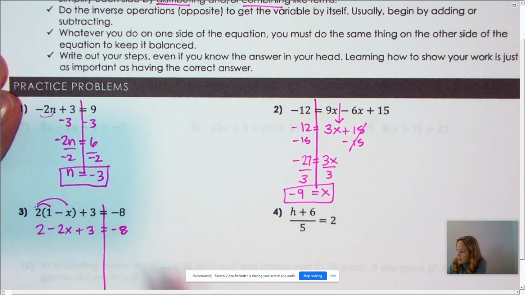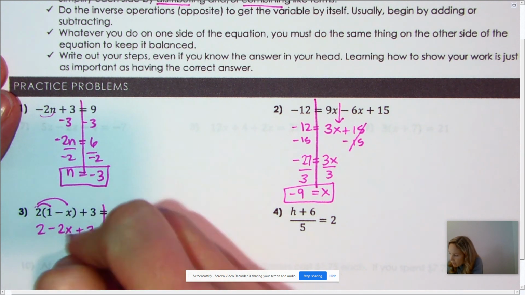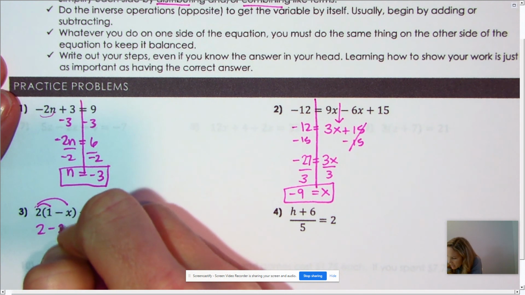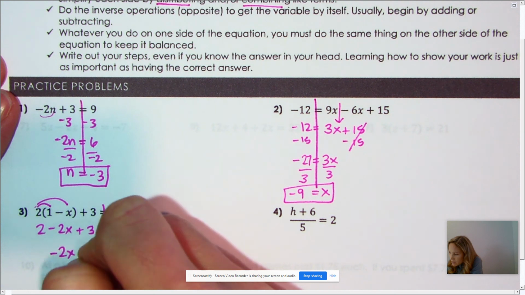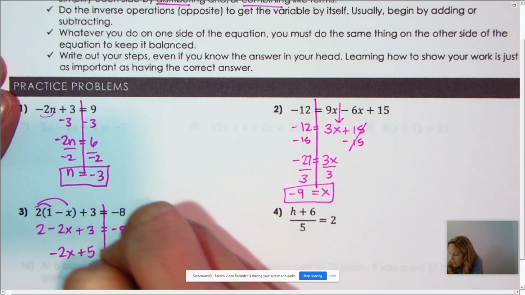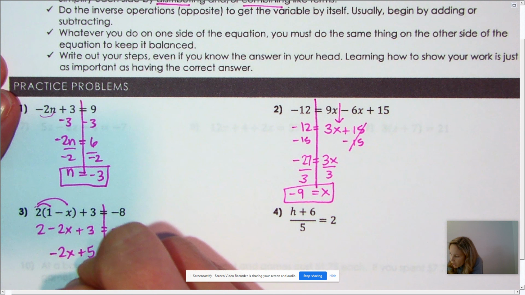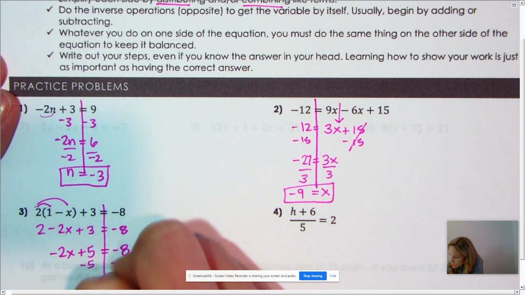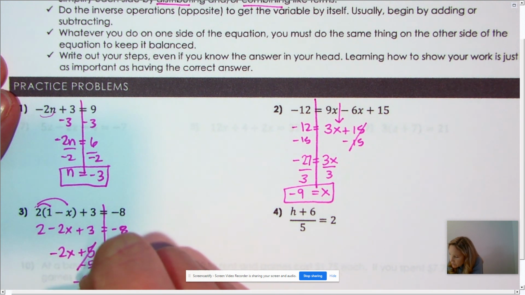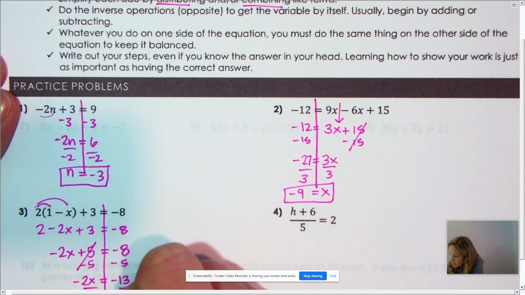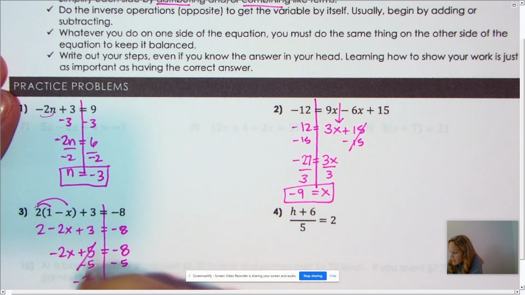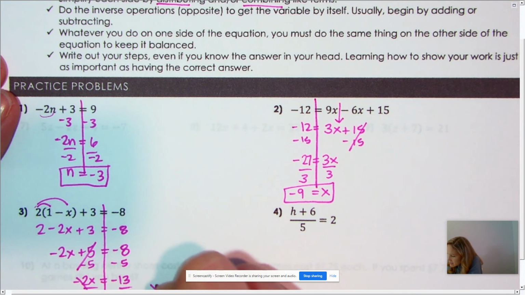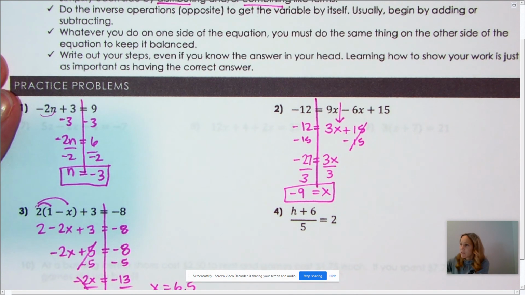So now I need to combine any terms that are alike. Well, this +2 and this +3 can go together. So I'm going to copy down the -2x, but instead of 3, I combine those, so now I have 5. So I'm going to do the opposite of +5 on both sides so that it will cancel. So I have -2x is equal to -13. I divide by -2 on both sides. And so I get x is equal to positive 6.5, or you could leave it 13 over 2.